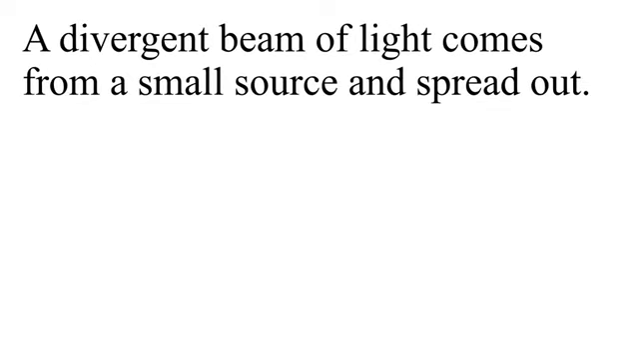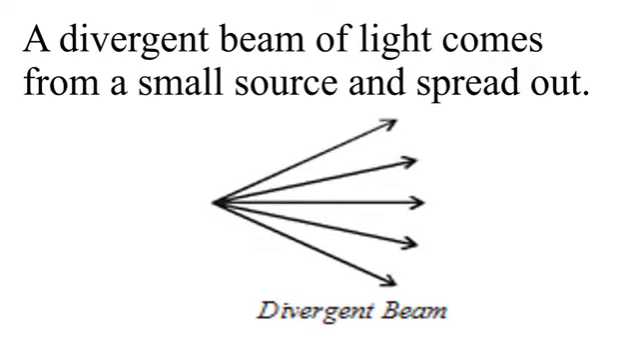A divergent beam of light comes from a small source and spread out. We can clearly see that these rays of light are emerging from a point source and are spreading across the different directions. These are called the divergent beam.